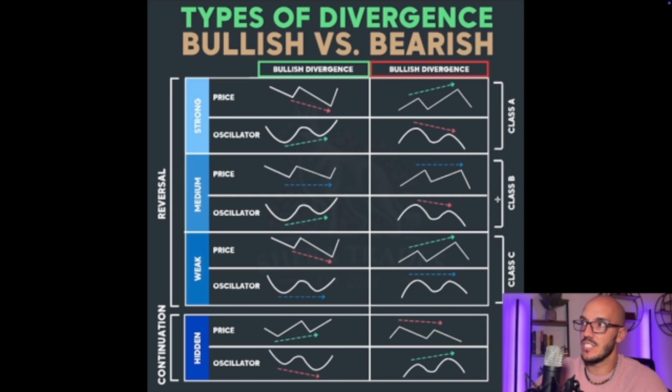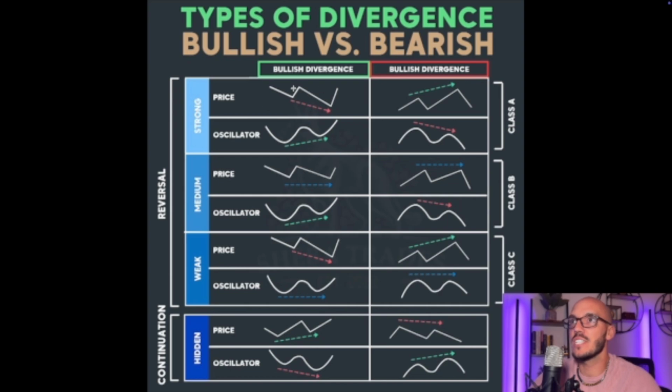It helps to get familiar with the weaker ones, like the medium and the weak divergences. But I really want you to understand the strong and the hidden divergences. This will help you a lot. Okay, so let's break this down one by one. So class A divergences are the strongest divergences, okay?